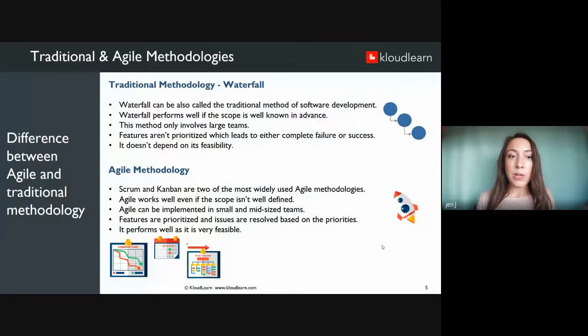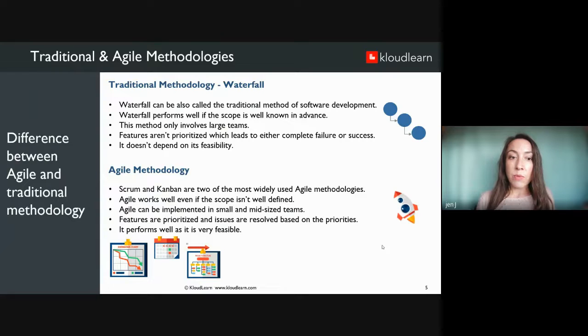What's the difference between Agile and traditional methodologies? The traditional methodology is sometimes also known as the waterfall method. This waterfall method performs well if the scope is well known in advance. It also requires large teams in order to perform well. With the waterfall methodology, features aren't prioritized, which leads to either complete failure or success. It doesn't depend on its feasibility.